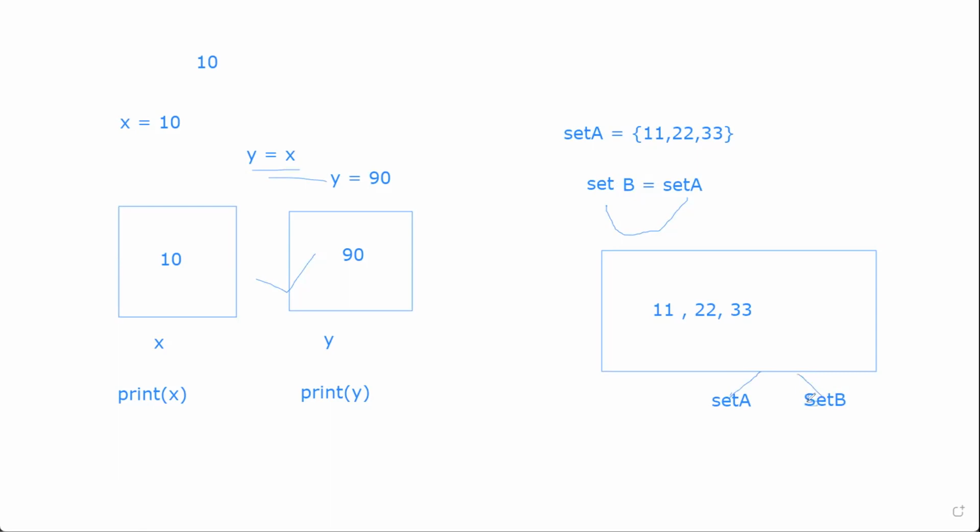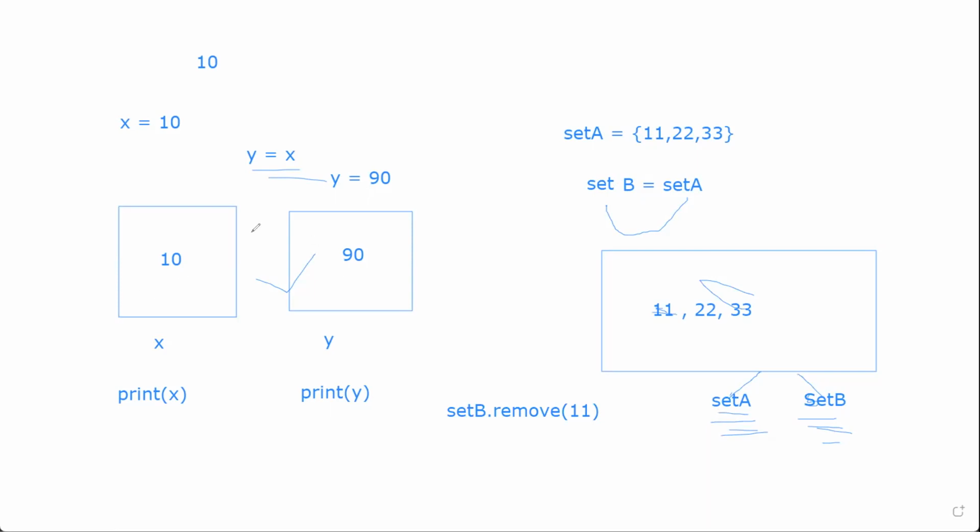Now what happens if you try to delete something with this reference, or with this reference? It will affect both. Let's say for example, I say set B dot remove and remove the 11 value. This 11 is getting removed from this memory. Now you access it with set A or set B, the answer would be the same, right?